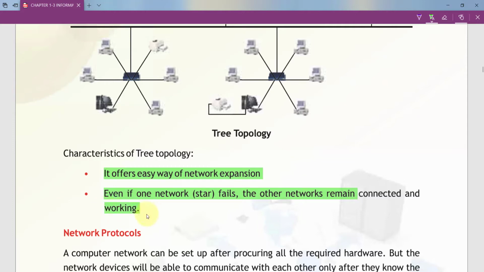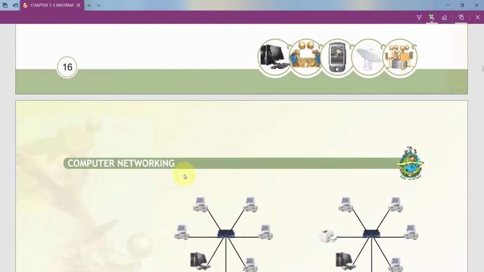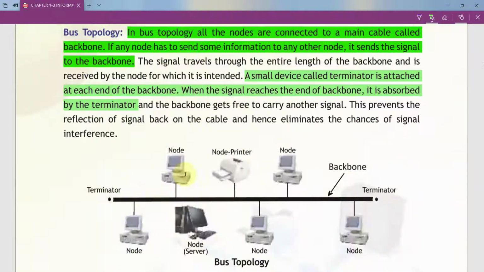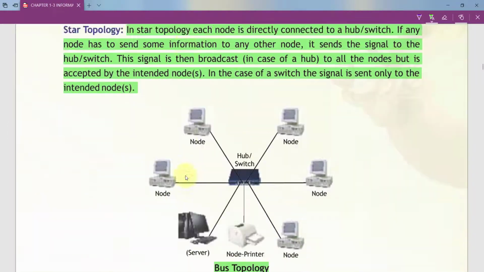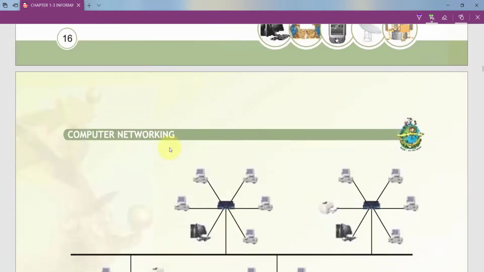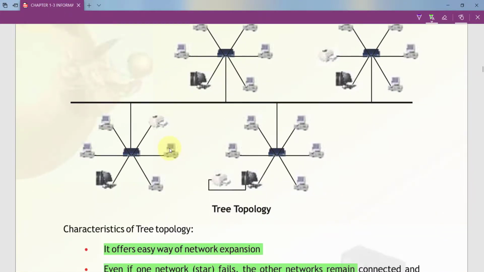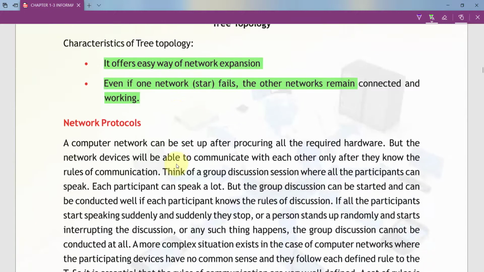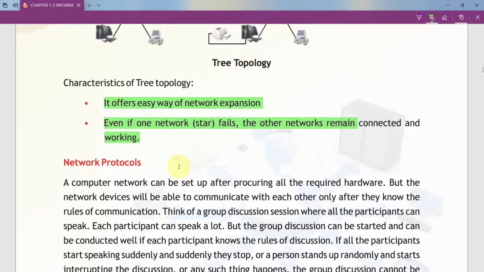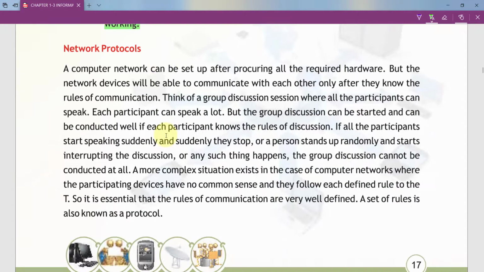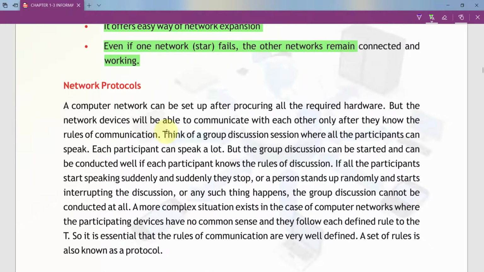So these are all the topologies. We have three main types of topology: bus, star and tree topology. You note down their definitions, also draw their figures and also write the advantages and disadvantages. Now the next thing we learn about is the network protocol. So write the side heading network protocol.